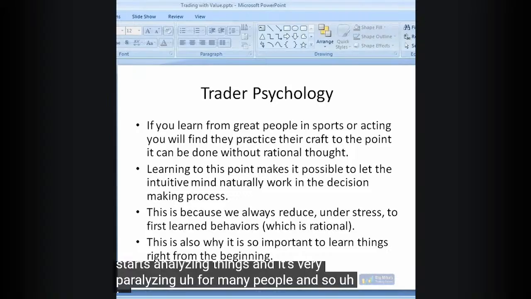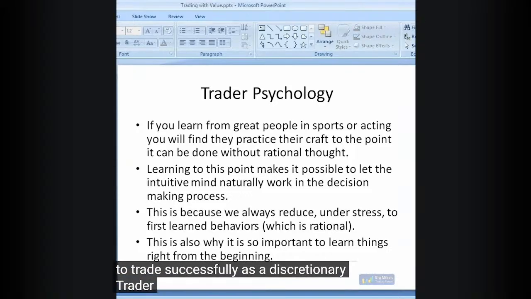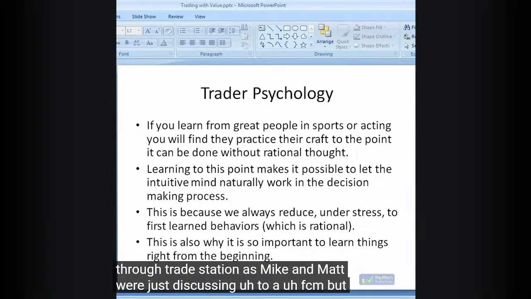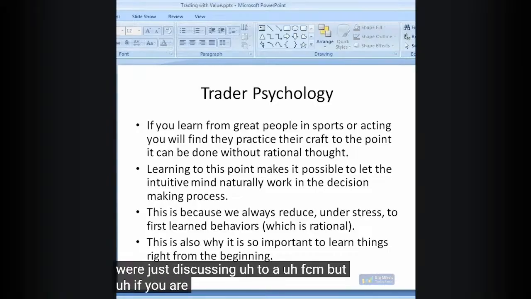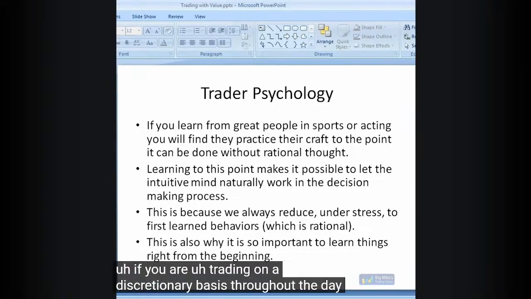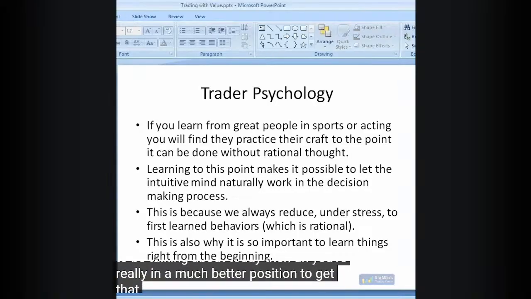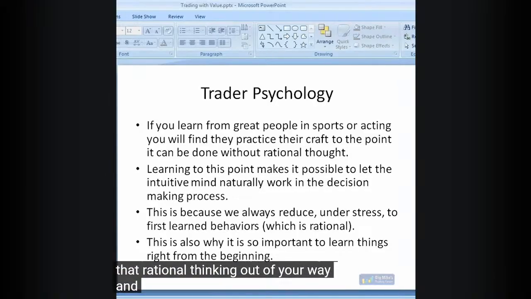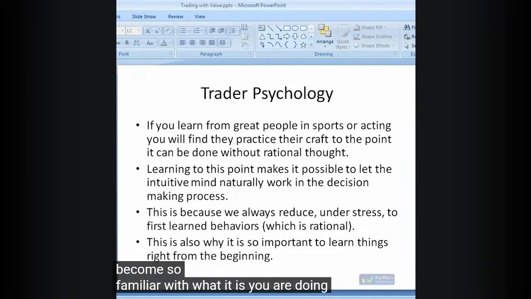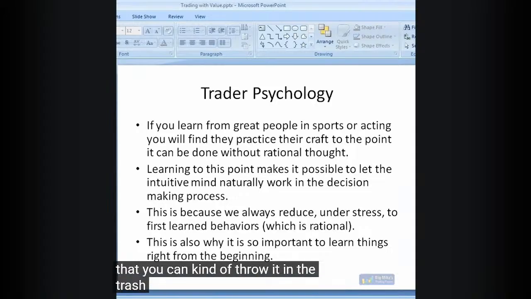To trade successfully as a discretionary trader, not as somebody who's firing through TradeStation, as Mike and Matt were just discussing, to an FCM, but if you are trading on a discretionary basis throughout the day, and that's pretty much what we're going to be talking about today, then you're in a much better position to get that rational thinking out of your way. The way you do this is you become so familiar with what you are doing that you can throw it in the trash and let yourself act naturally and intuitively.